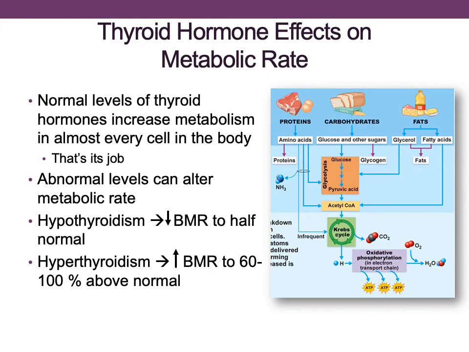Thyroid hormones affect metabolic rate. Normal levels of thyroid hormone increase metabolism in almost every cell in the body. That's its job. We need thyroid hormone to increase the metabolism. Abnormal levels can alter metabolic rate, such as hypothyroidism, which is reduced thyroid hormone, can decrease basal metabolic rate to about half the normal rate. And hyperthyroidism can increase basal metabolic rate up to 60 to 100% above normal.